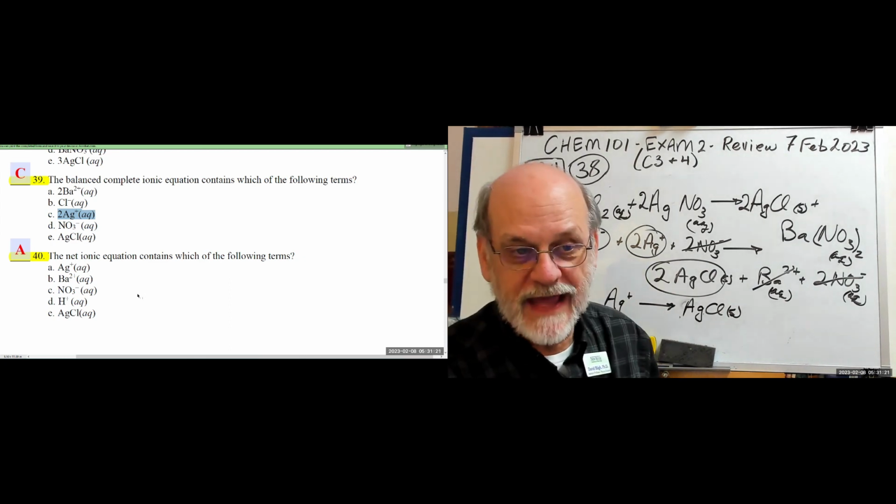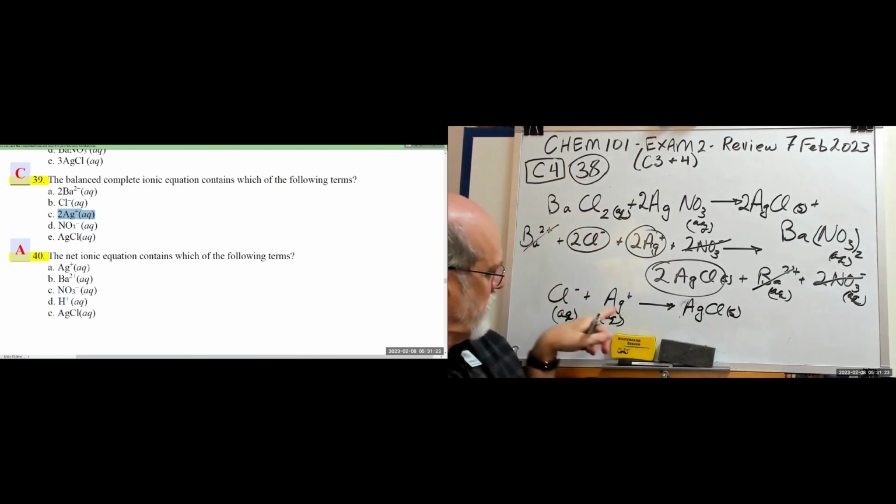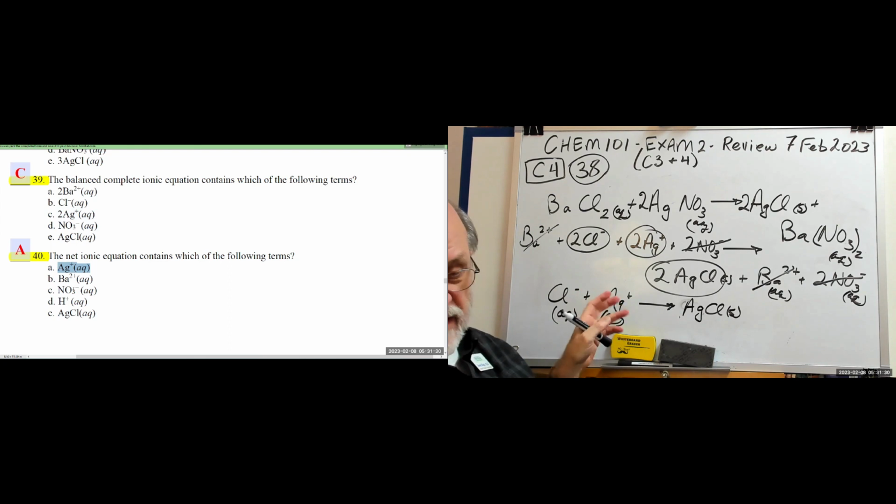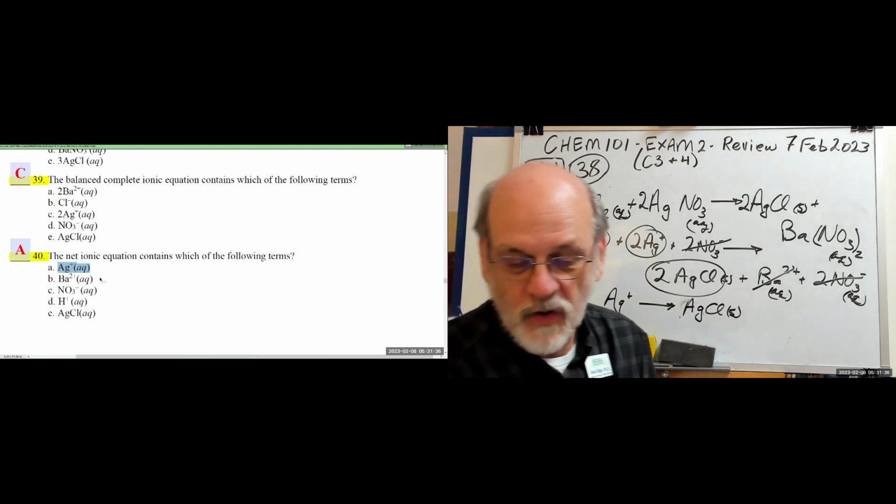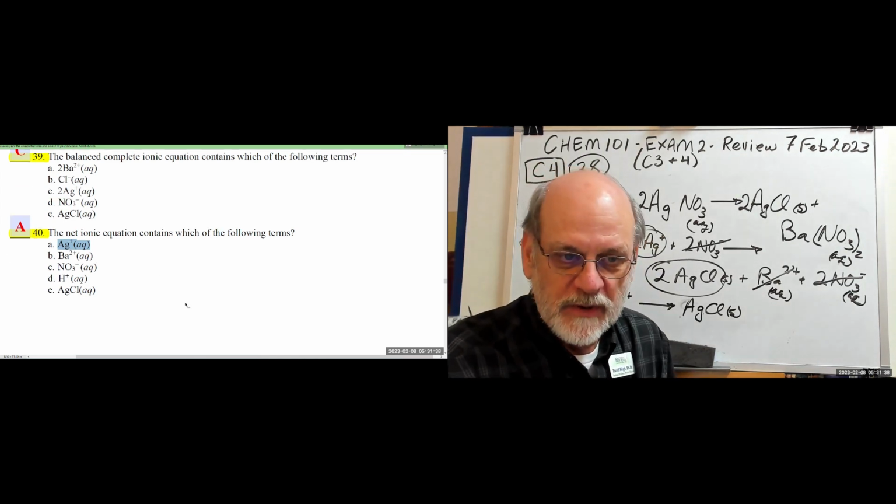So now we can look for the answer. Ag plus, yes, that's there. Barium's not there. Nitrate is not there. Hydrogen's not there. Silver chloride is a solid. So again, A is the only one that fits out of that group.